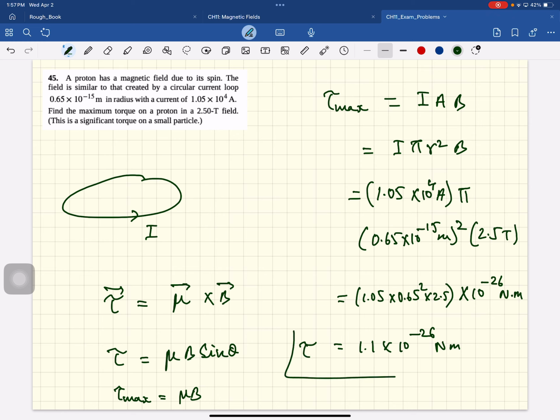Okay, so that's the torque. That's a very small torque, but you're turning a proton. That's very light, so that's plenty.